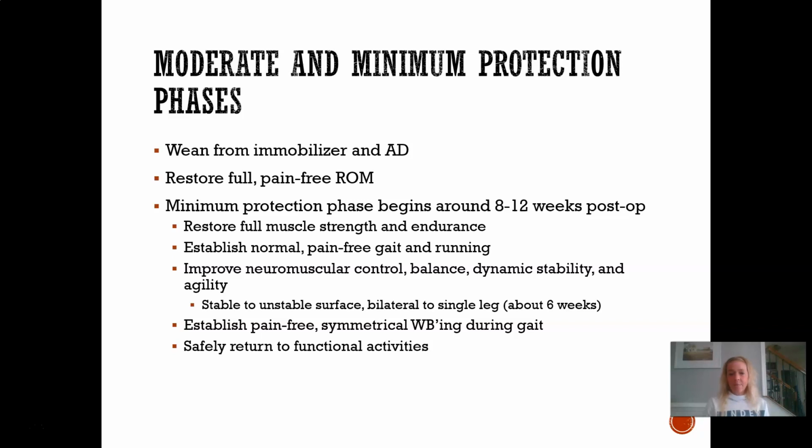and proprioceptive type exercises, agility drills like the ladder, and then work from a stable to an unstable surface, double leg to single leg at about 6 weeks. Again, pain-free, symmetrical weight bearing during gait, and then a gradual return to all functional activities. So depending on what that person needs to be able to do.